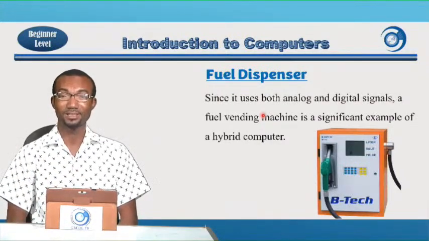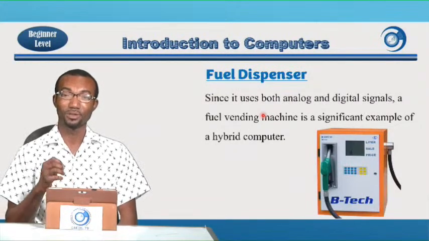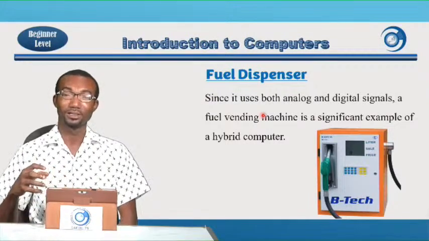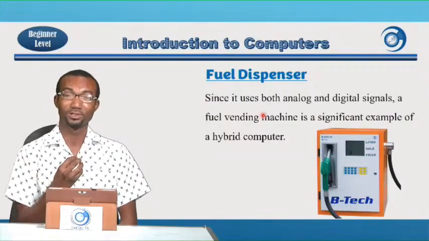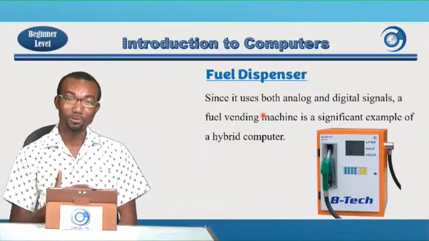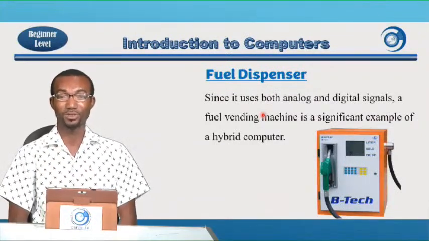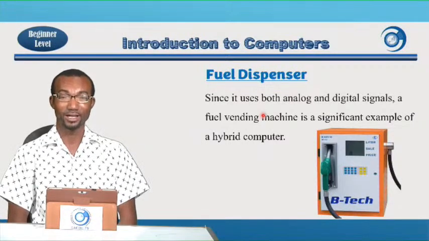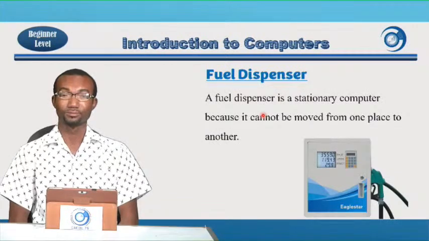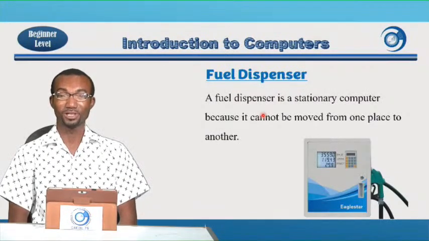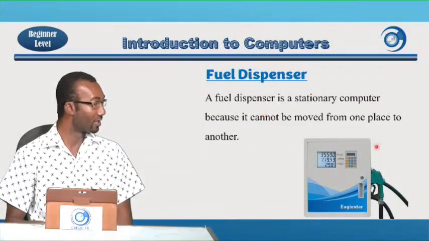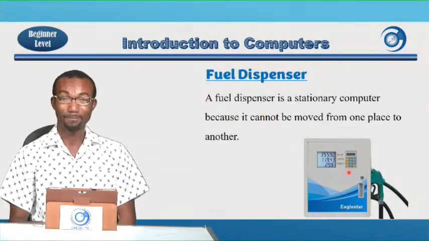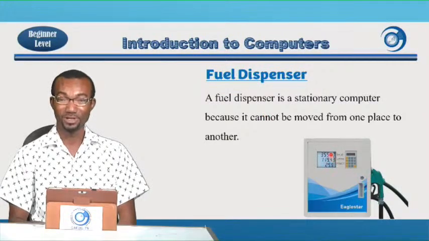And fuel dispensers are an example of a hybrid computer, because when you talk about analog, it has to have contact with an object, and that object of contact is the fuel passing through the machine. So a fuel dispenser is also a computer and a stationary computer as well. And as we said, it's a stationary computer because it cannot be moved from one place to another.